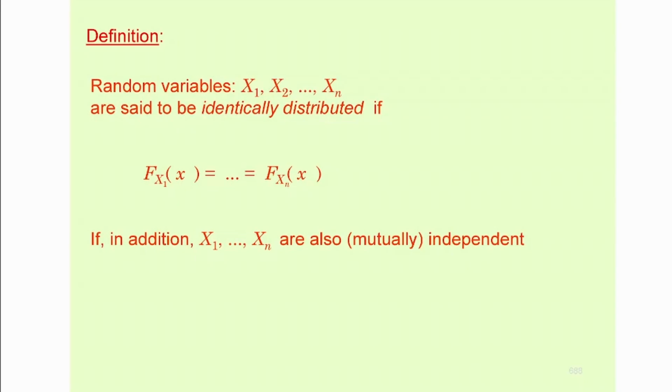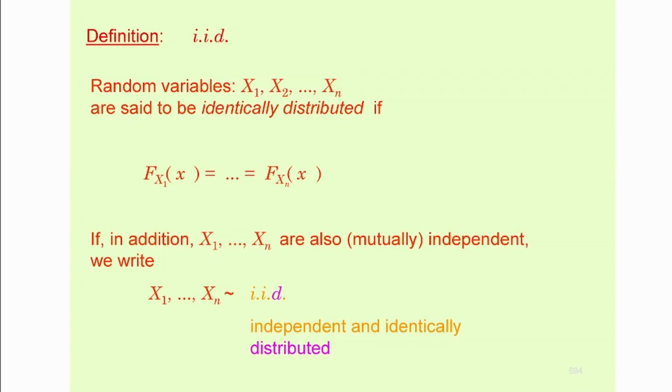Then, of course, they're also pairwise independent, but that's not the point. We're going to use the following notation, i.i.d. It is an acronym standing for independent, or independently, referring to the random variables. So they are independent, and they are identically distributed. That's what it stands for. I'm going to use that quite frequently.